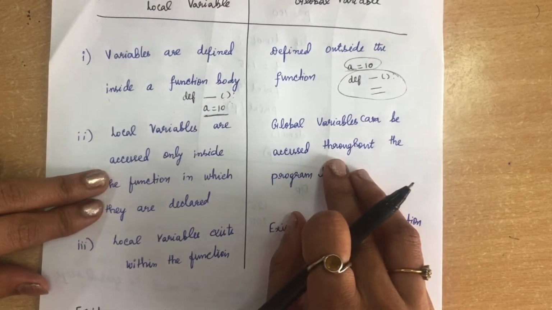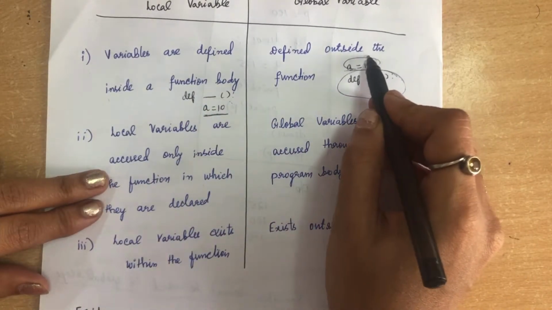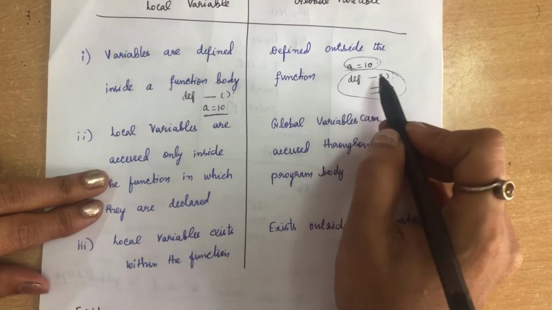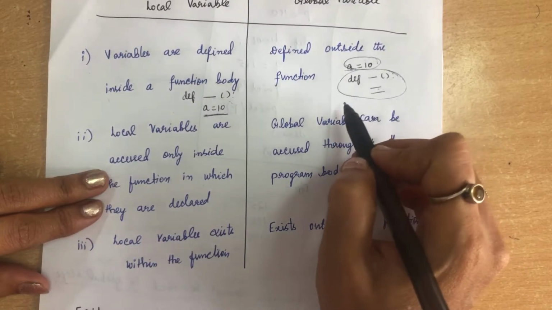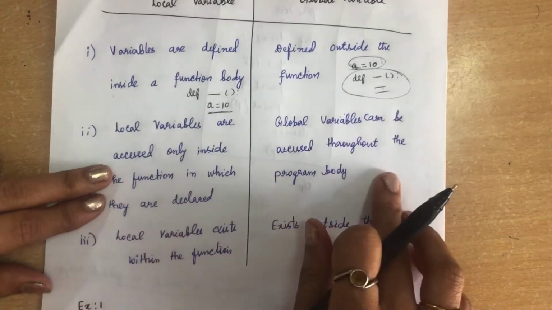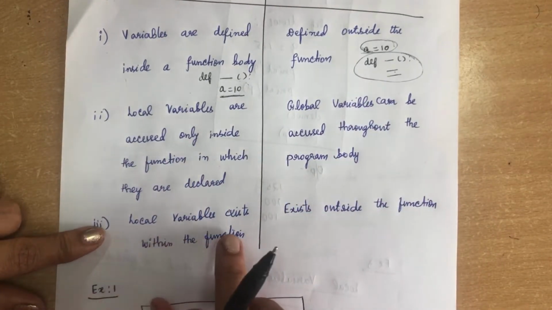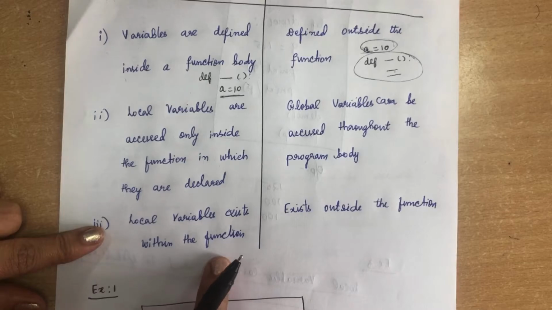Coming to the global variable, if you have defined it outside, this variable can be accessed inside the function and also outside the function. That is your second difference. And third, a local variable exists within the function only.